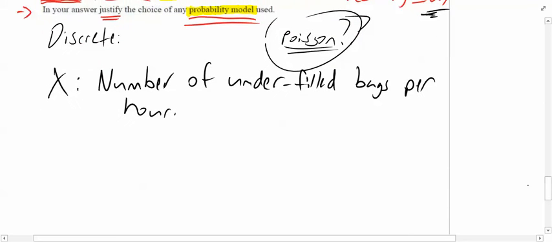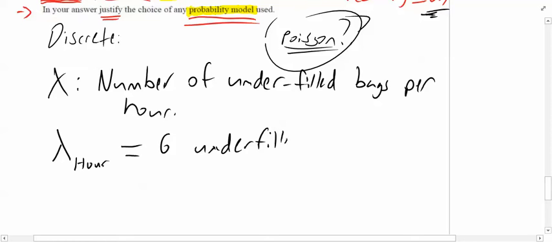So we know that the mean number of bags underfilled per hour is 6, and we write the mean as lambda. So lambda per hour equals 6 underfilled. Okay, and with Poisson, lambda is our mean and it's our variance too, isn't it? So let's start having a wee bit of a play.